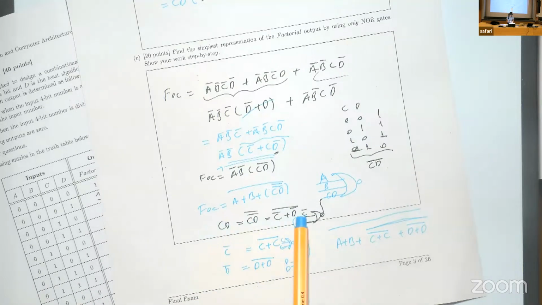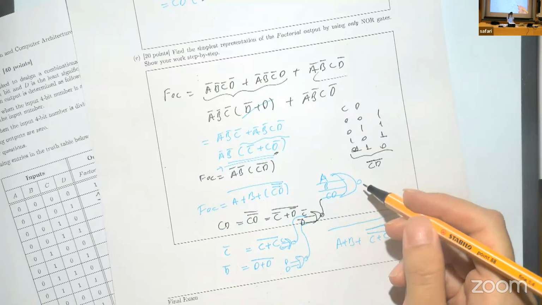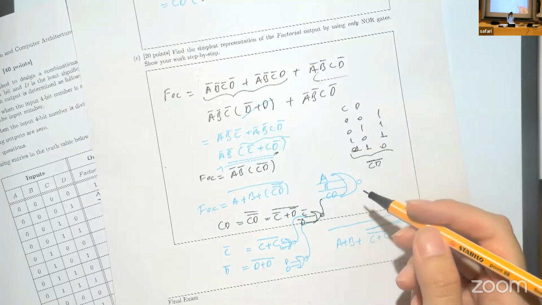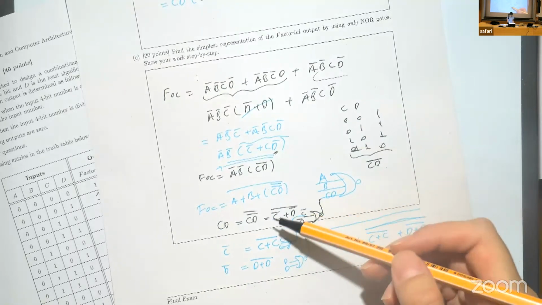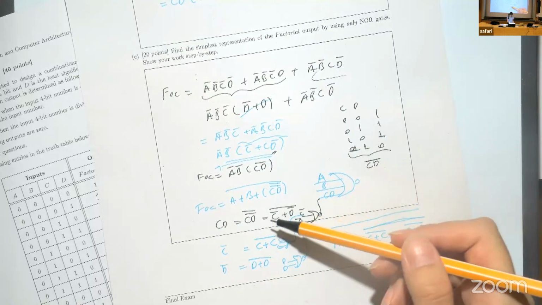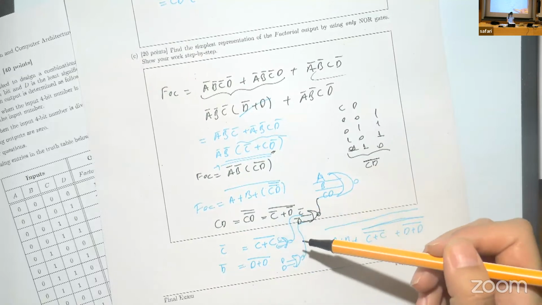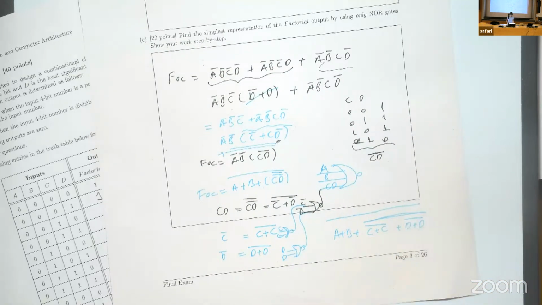Which is CD. Okay. So we have the AB as is, and then we have the CD input to NOR gates. So we have to represent CD using only NOR gates. And we use the same thing of negating it 2 times, and it becomes C naught or D naught, or NOR of C naught and D naught.